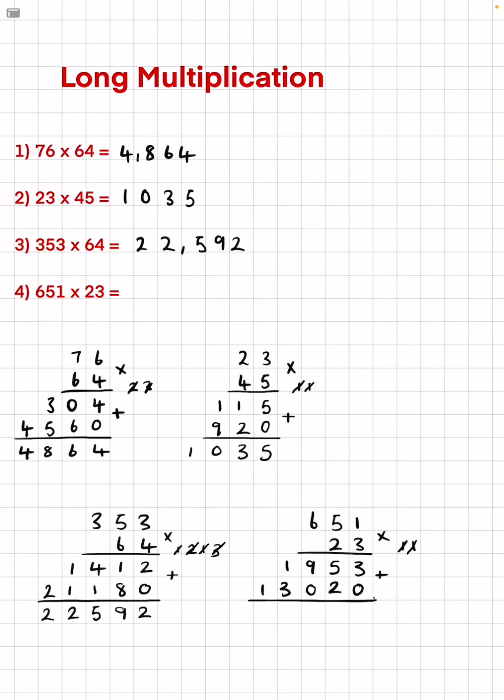To get our answer, we need to add these two numbers together. 3 add 0 is 3. 5 add 2 is 7. 9 add 0 is 9. 1 add 3 is 4. And 0 add 1 is 1. So the answer is 14,973.